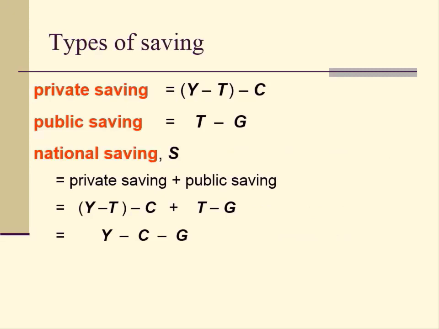Private saving is related to households, that is, disposable income minus consumption would be the private savings. Similarly, public savings is related to the government. In this case, tax revenue minus government spending would be public savings. And national saving is the sum of private saving and public saving. Therefore, it should be equal to disposable income Y minus T minus consumption plus T minus G. And in this case, you see that the T's cancel out. You have a simple formula for national saving, S equals Y minus C minus G.